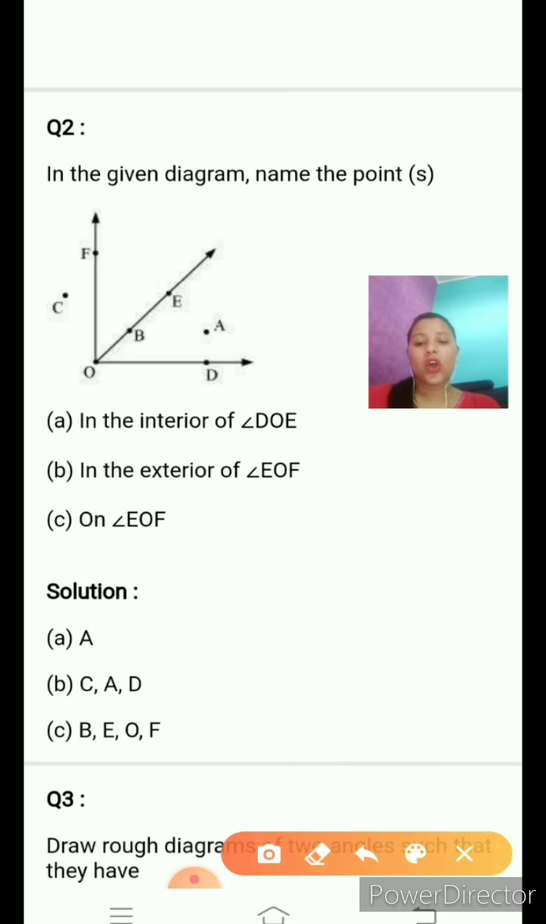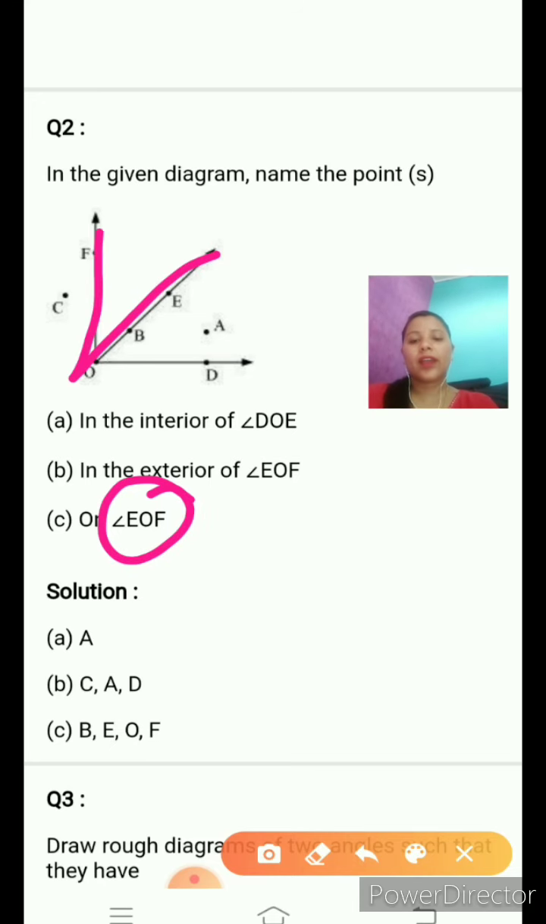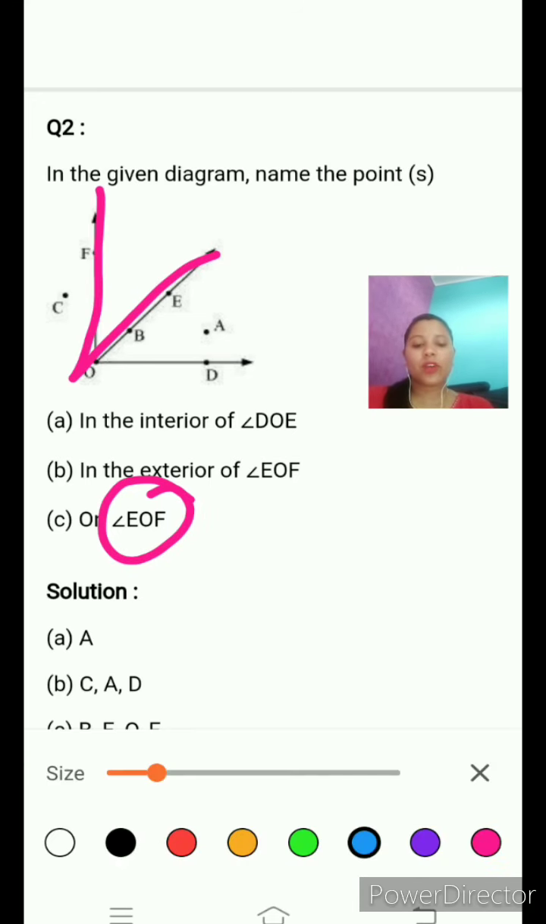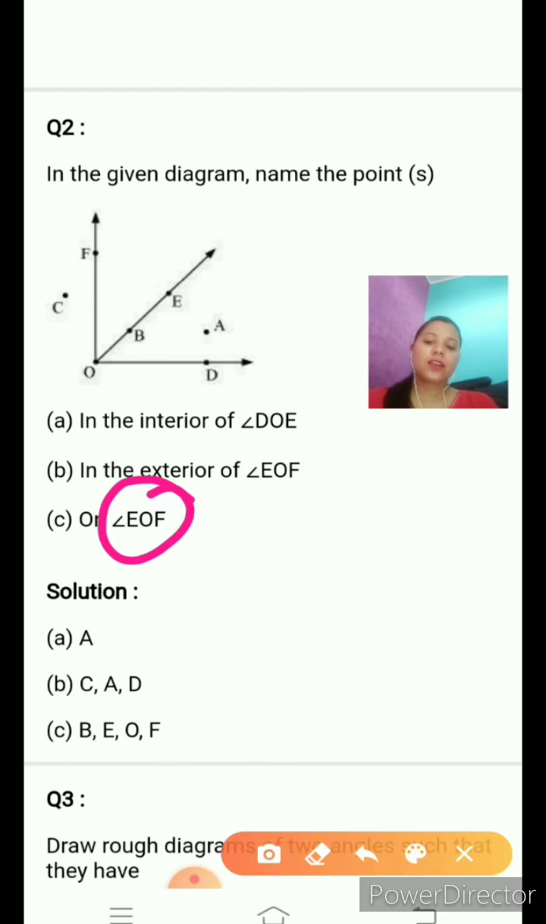So on the angle EOF, we have 4 points, and these 4 points are E, B, O and F. Clear? Okay.